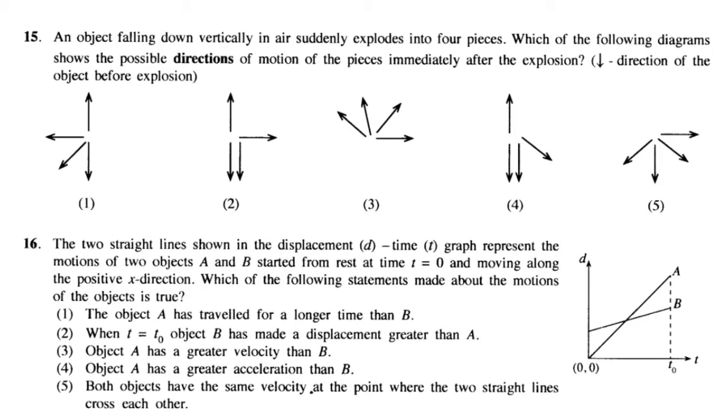Question number 15. An object falling down vertically in air suddenly explodes into 4 pieces, and which diagram shows the possible direction of motion of the pieces immediately after the explosion. Now it was falling down, and the momentum it had was downwards. And with the conservation of momentum, the total momentum after the explosion also should be downwards.